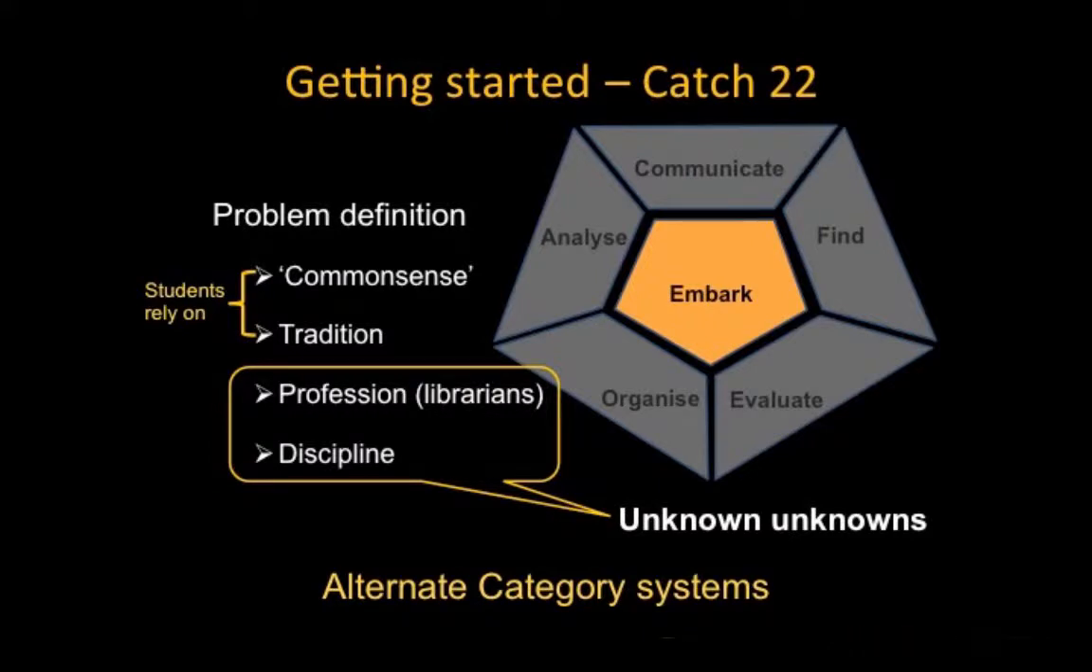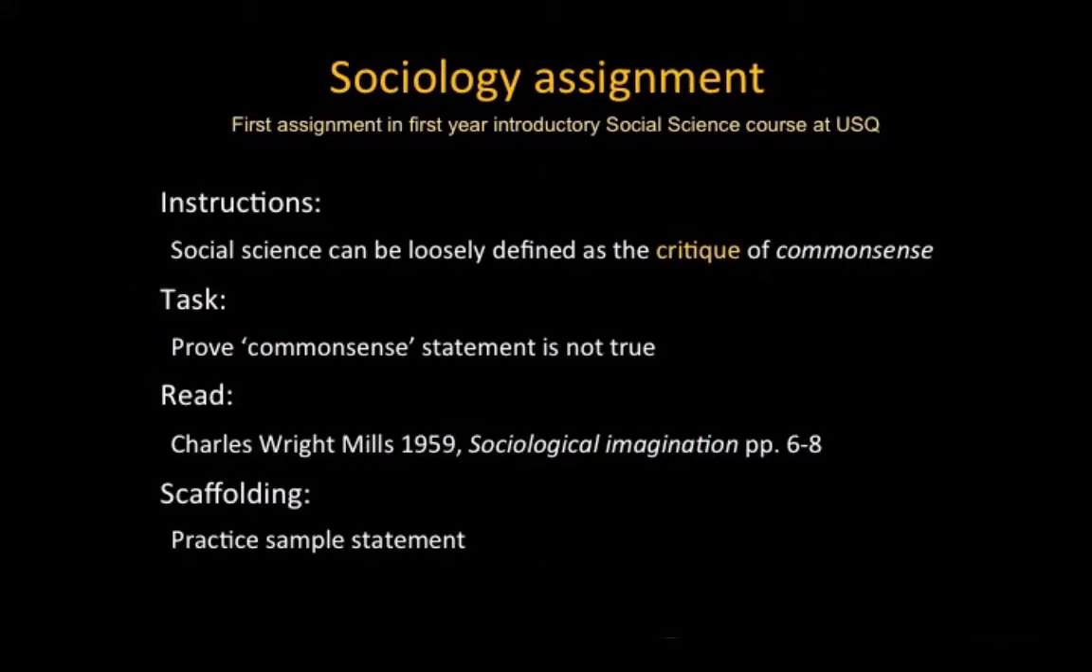And so there's a problem with getting started of not knowing anything about the conceptual system you have to write in. Now, the particular assignment students had was a social science one where they were given a definition of social science as the critique of common sense. That means it was an essential requirement of the assignment that they question their common sense assumptions. So that creates a particular problem for getting started.